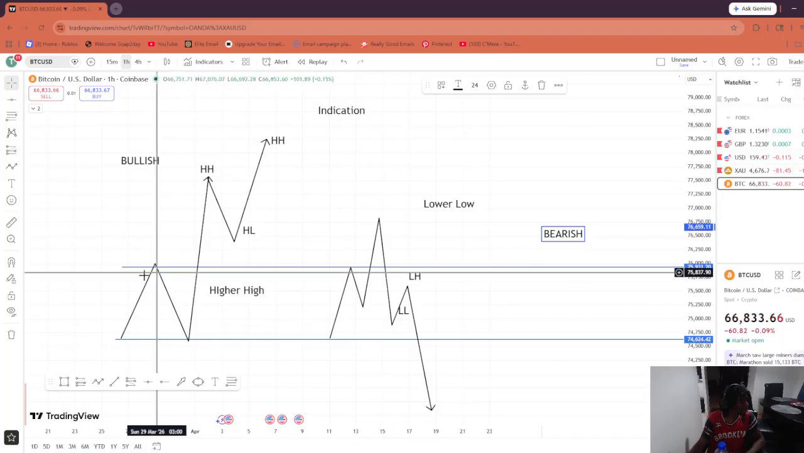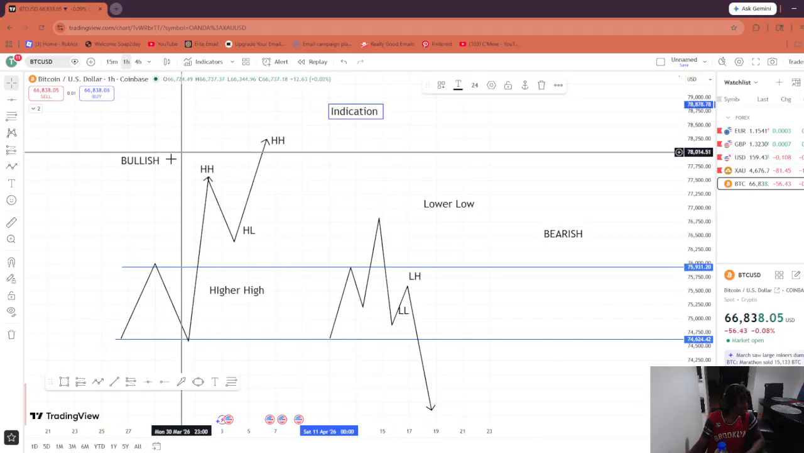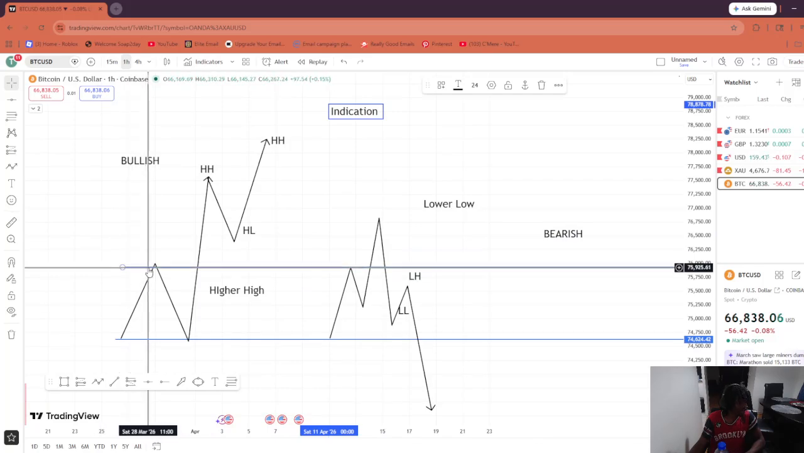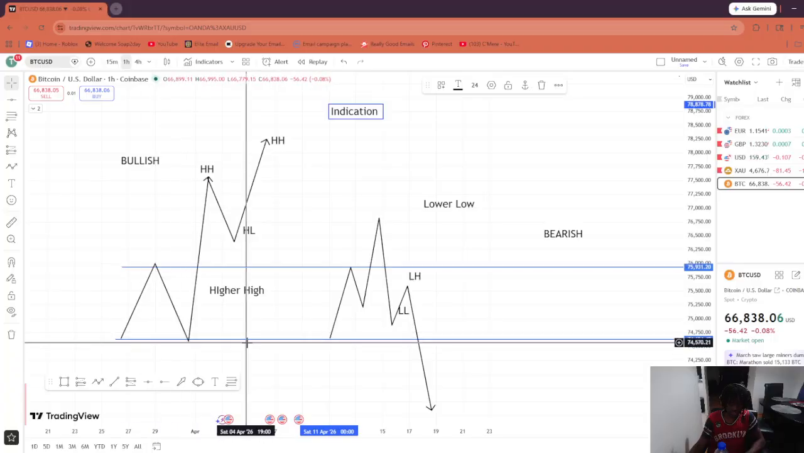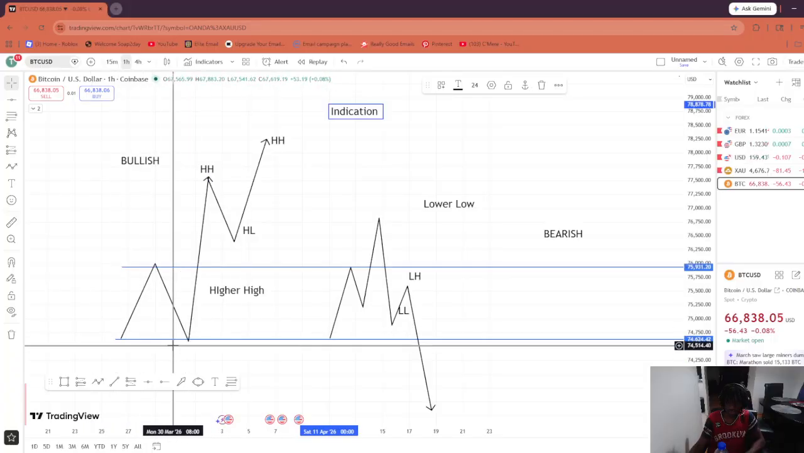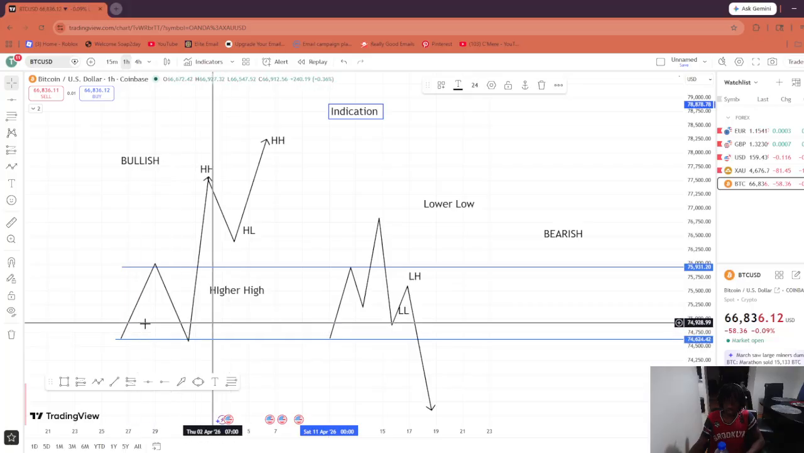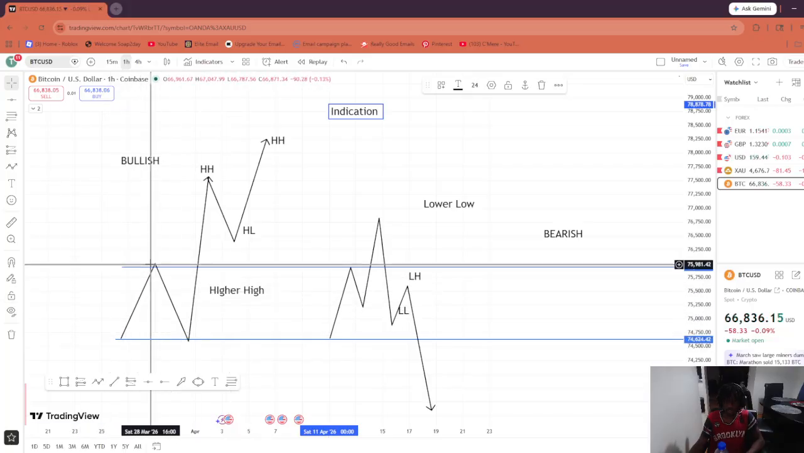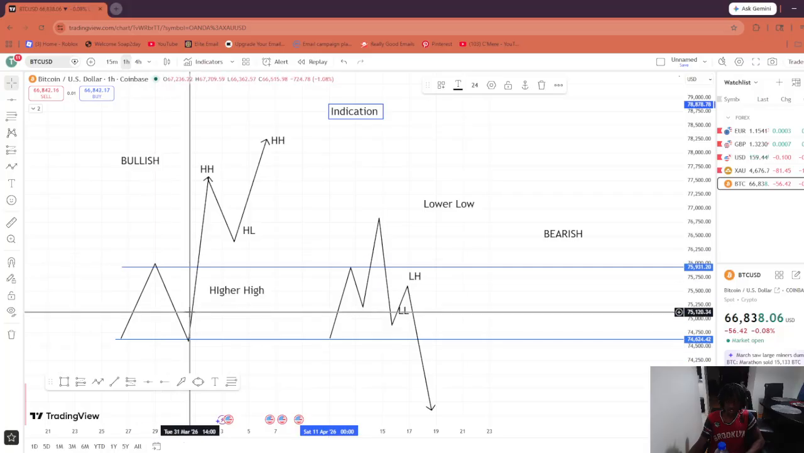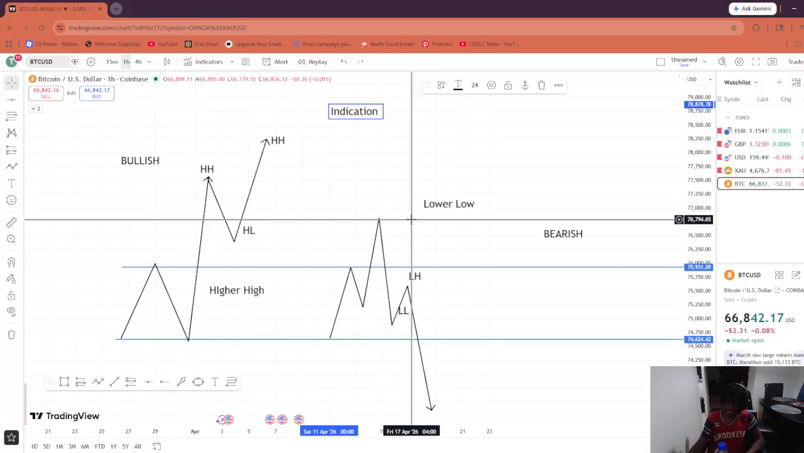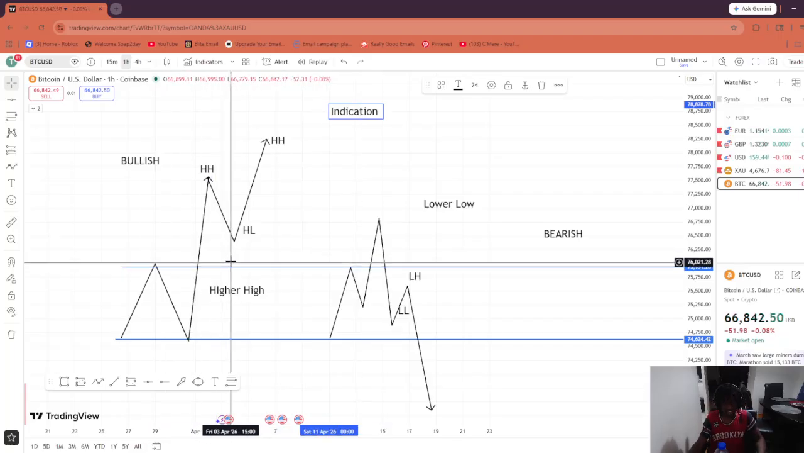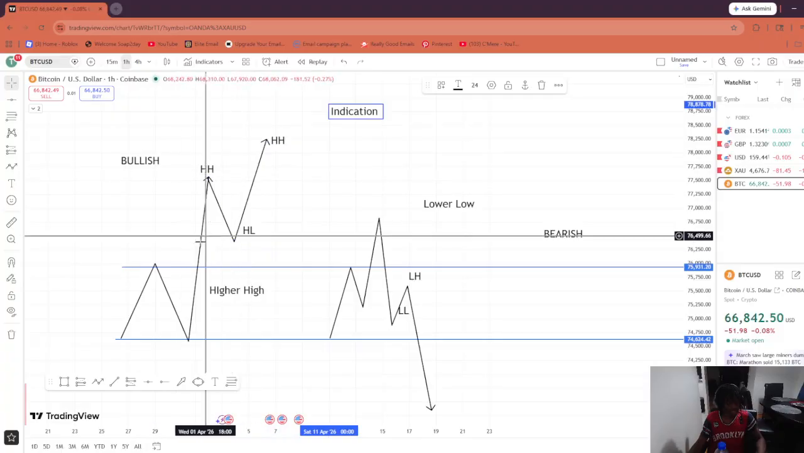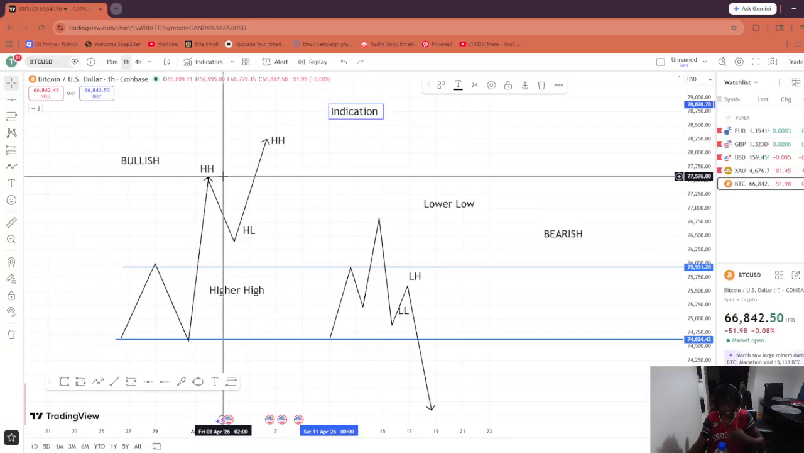So in a bullish indication, we get our high. We come back down. So there would already be a certain level here that we would have marked out, and that would be our previous low, and this will be our previous high. So we'll have this marked out. Our indication will be us breaking that high, and that would indicate to us that that's our indication.